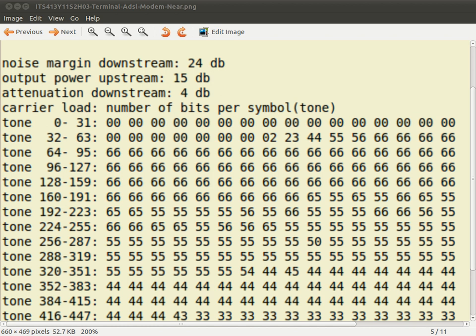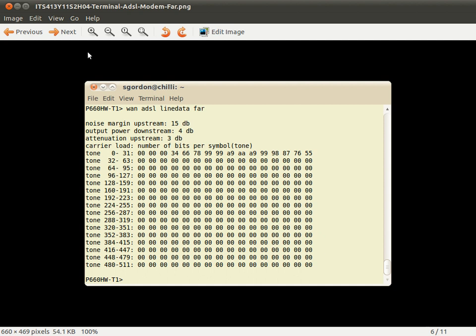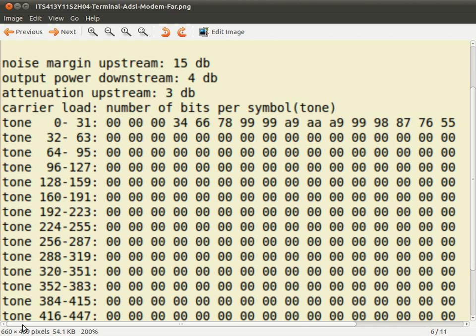If we look at the uplink signal, we see that the signal is strong at these lower frequencies. That is the uplink range of the bandwidth. Everything is zero for the downlink. So that corresponds to that diagram or the slide that looks like this.